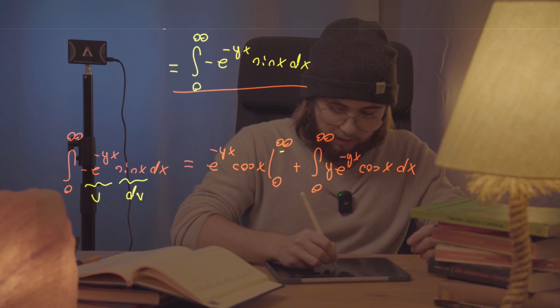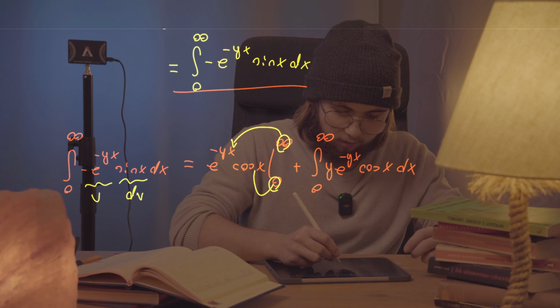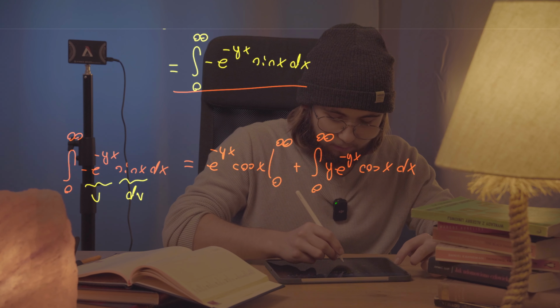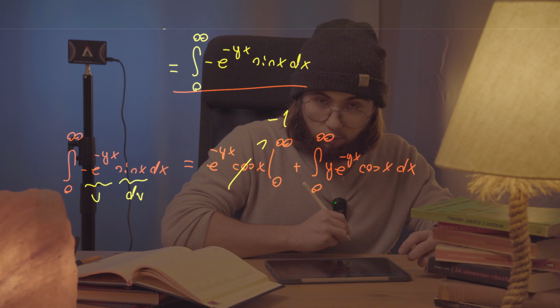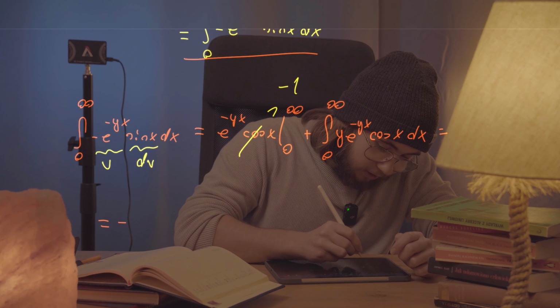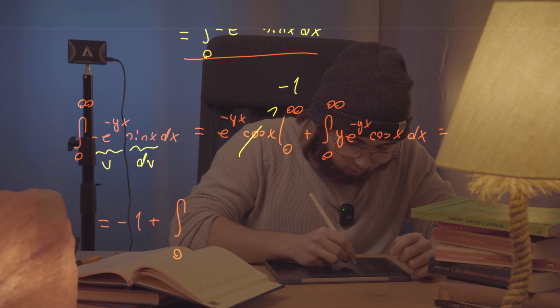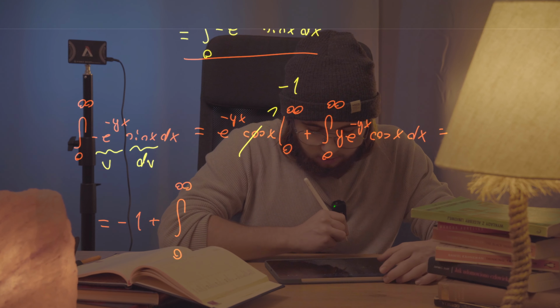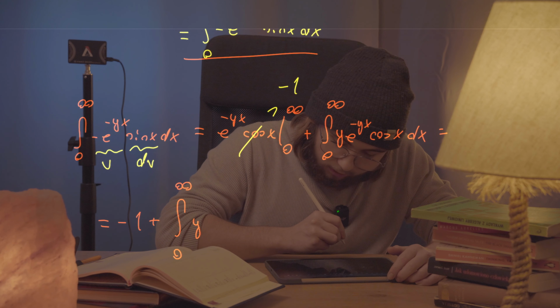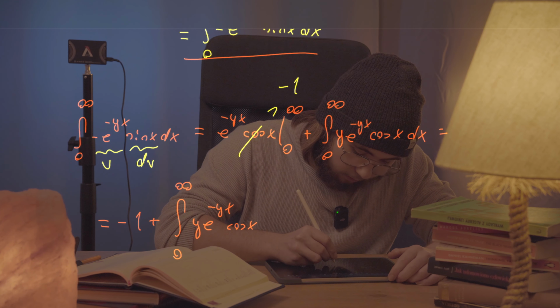Now plug in infinity: the exponential goes to 0. Plug in 0: the cosine becomes 1. So this entire boundary term is just going to negative 1, and we can rewrite this as negative 1 plus the integral from 0 to infinity of y times e to the negative yx cosine of x dx.